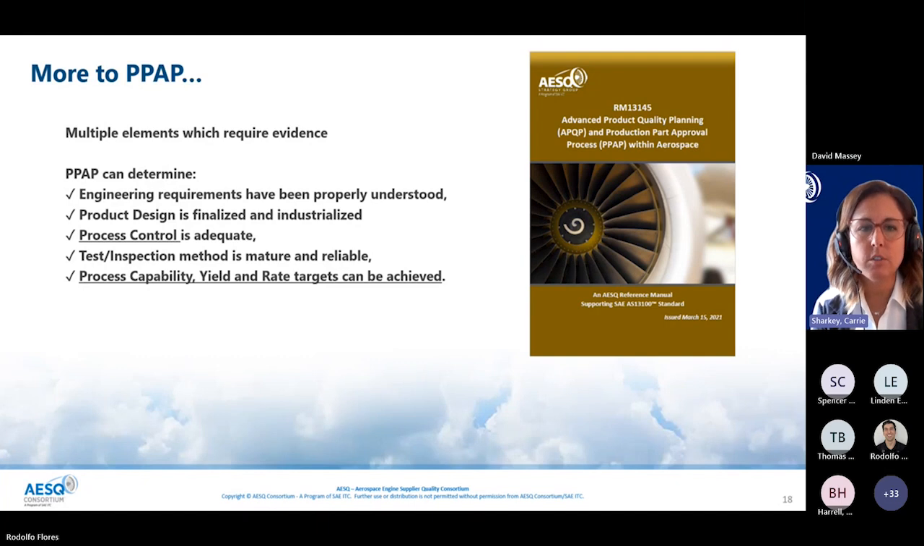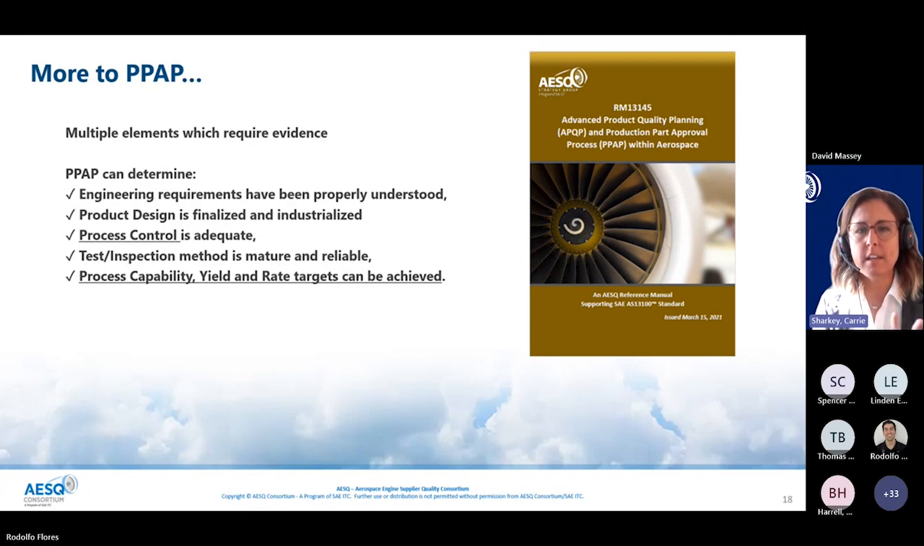Process capability, yield, and rate targets can be achieved. That's definitely specific to PPAP, because you could be running 25, 30 pieces where you can gather that capability data and look at your yield and rate targets, all of that, from the picture as a whole. FAIR doesn't look at demand targets and those types of things. So there is definitely more to PPAP than what the FAIR is looking at, but the FAIR is looking at that one piece right after you've made that change, or NPI, that first piece, that type of thing.